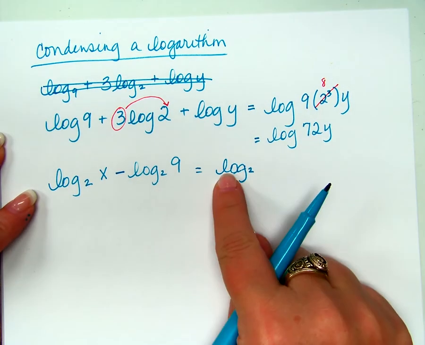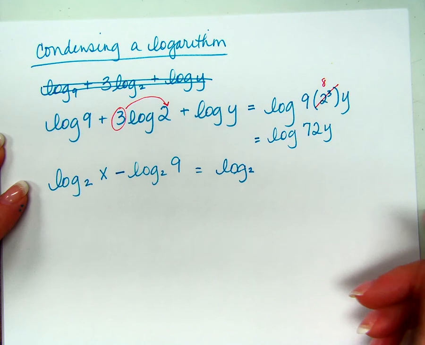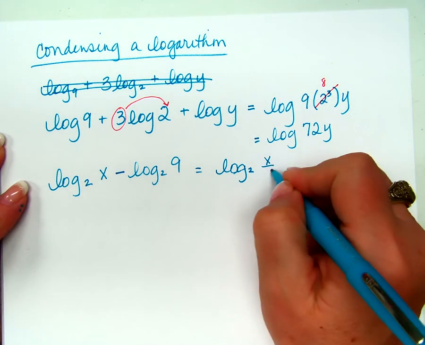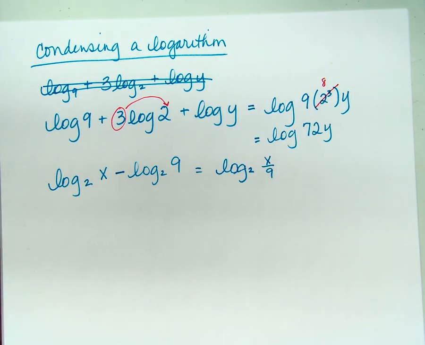Okay. So log base 2 of x over 9. Done. Wait, is it done? Is there any simplifying I can do? No. We're good.